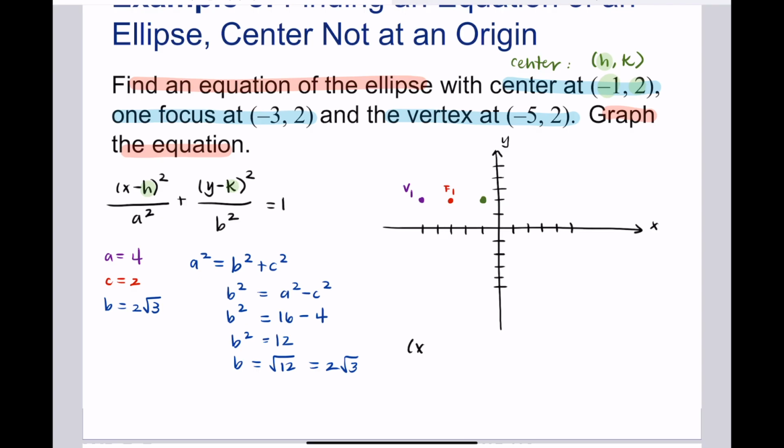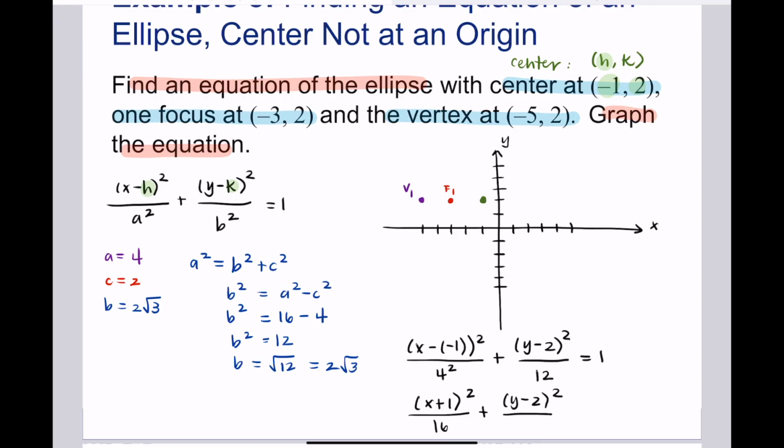So we have (x minus -1) squared over a squared plus (y minus 2) squared over b squared is equal to 1. And let's simplify this further. So we have (x plus 1) squared over 16 plus (y minus 2) squared over 12 is equal to 1, which will be our equation for this particular ellipse.